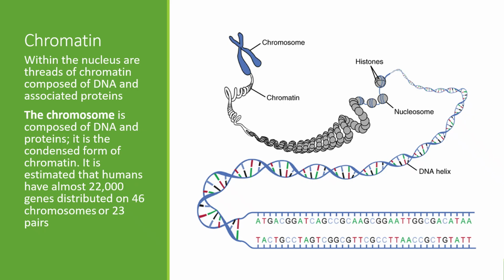Humans have approximately 22,000 genes. A gene is an individual instruction set for building a specific protein. So your body knows how to make 22,000 different genes or proteins. Those genes are found distributed on chromosomes. So they're clustered together on 23 pairs of chromosomes or 46 total. So you have one chromosome you got from mom and one chromosome you got from dad. They have the same information.